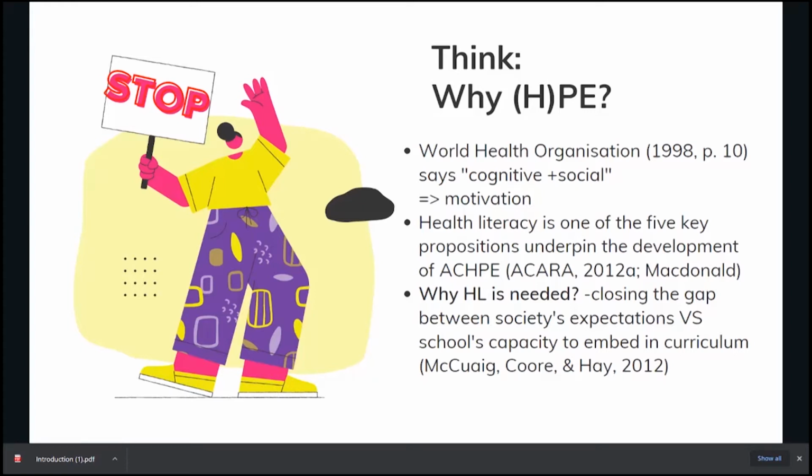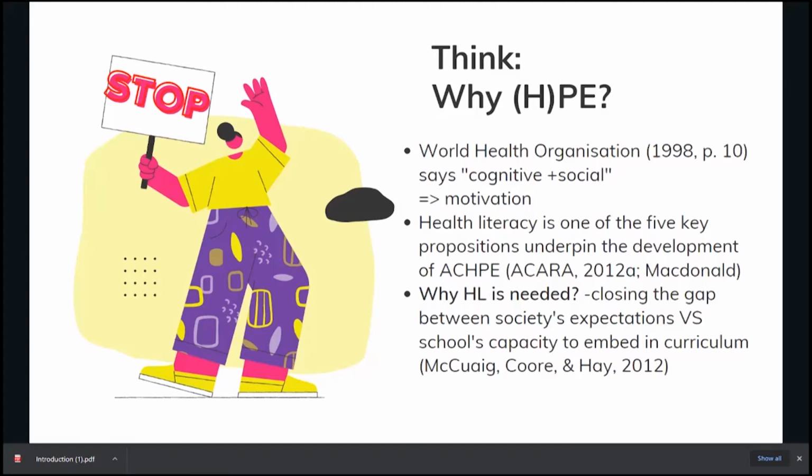So why is there a need to understand health literacy? Health literacy can contribute towards closing the apparent differentiation between society's expectations and the school's capacity to embed this in the curriculum, and help the teachers and the students understand literacy better.